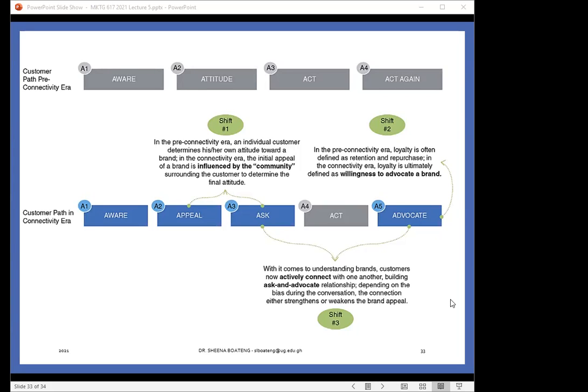And this is largely as a result of the nature of the internet technology and the connectivity that it gives to customers. Now, the second shift that has taken place in the pre-connectivity era, as compared with the current connectivity era that we find ourselves in, is the fact that in the pre-connectivity era, loyalty was mentioned, but it was narrowly defined in terms of basic retention and repurchase.